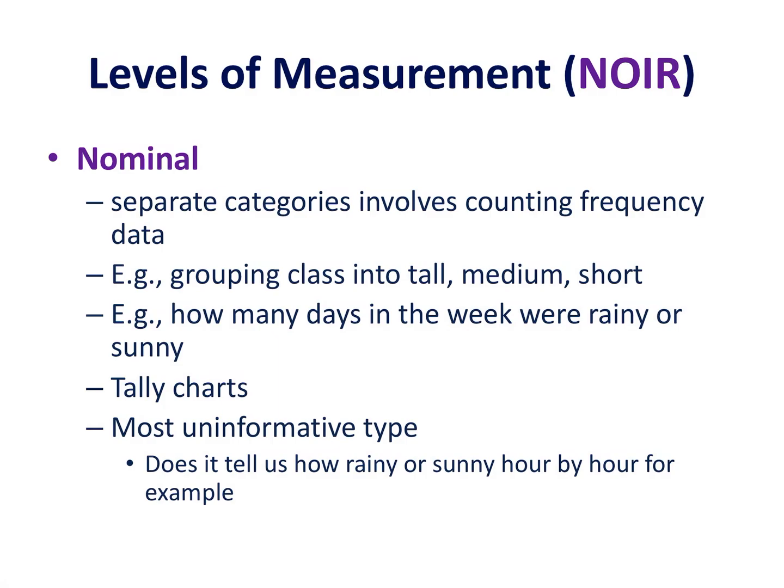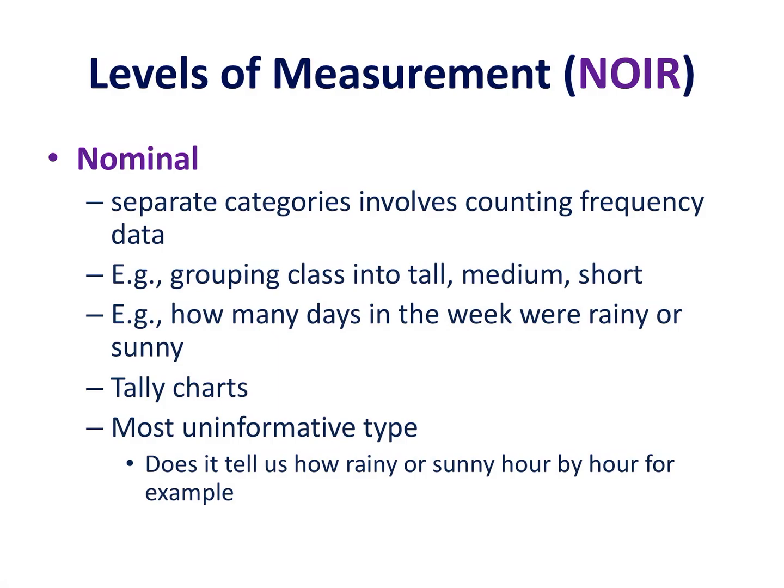Now let's consider level of measurement. There are 3 types of levels of measurement that we might be looking at in psychology. We can look at nominal, ordinal, or interval ratio data. Let's consider each of these in turn. So maybe you're looking at nominal data.